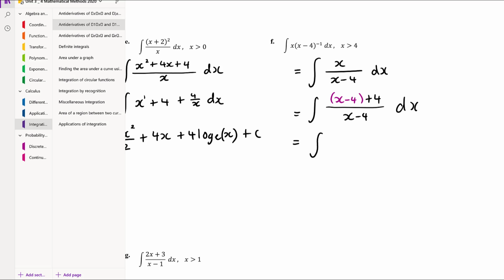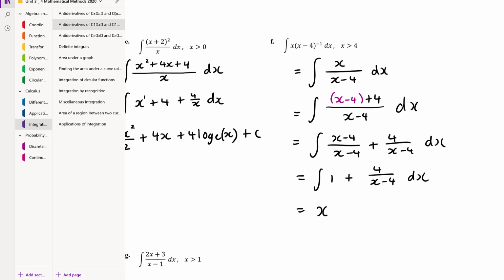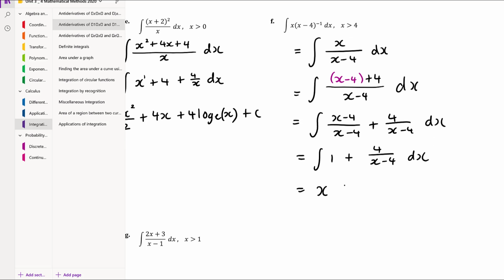And now what I can do is split this into two separate fractions. It's now x minus 4 over x minus 4 plus 4 over x minus 4. X minus 4 over x minus 4 is just 1. So we've got the integral of 1 plus 4 over x minus 4 dx. Antiderivative of 1 is x. This is 4 times 1 on x minus 4, so we're going to have 4 times log e of x minus 4. We technically need to divide by a, but a is 1, so in this case it's not going to make any difference. Plus c. Oops, sorry. And so there's our answer.